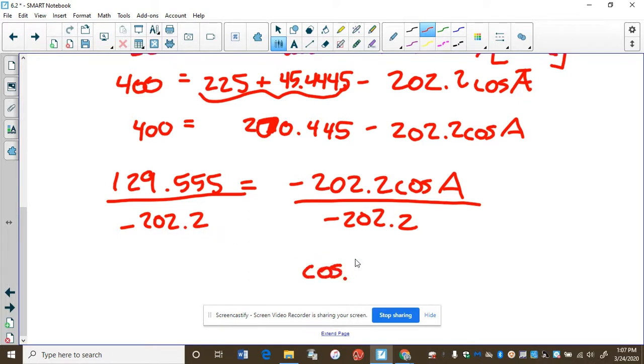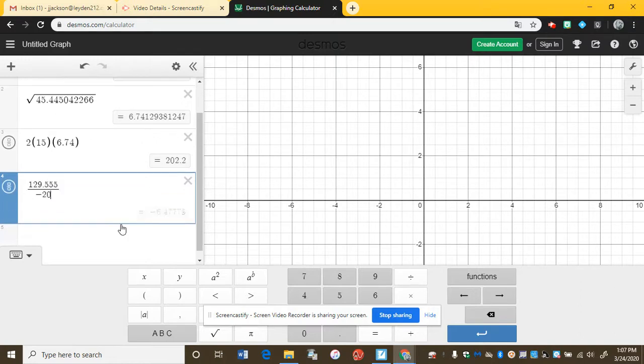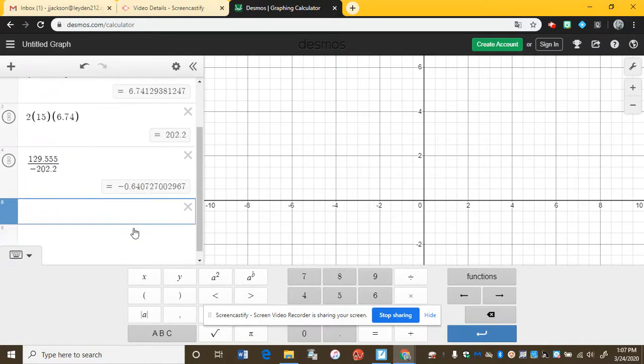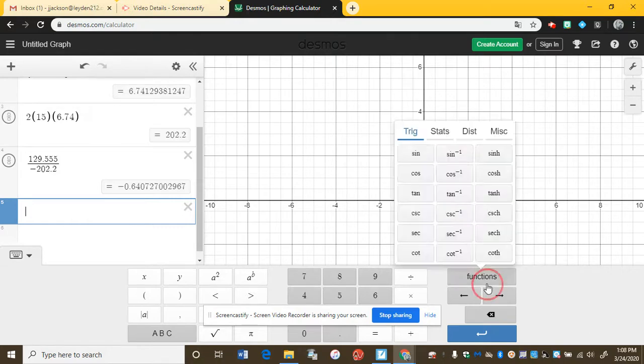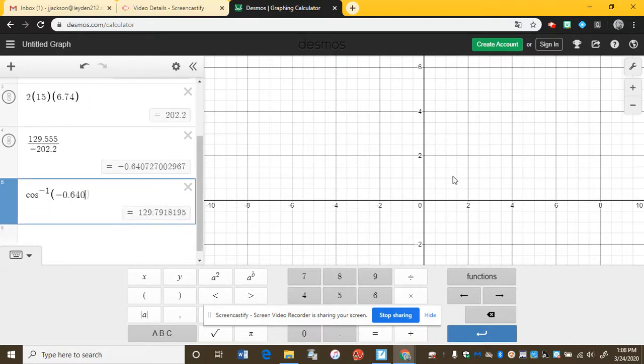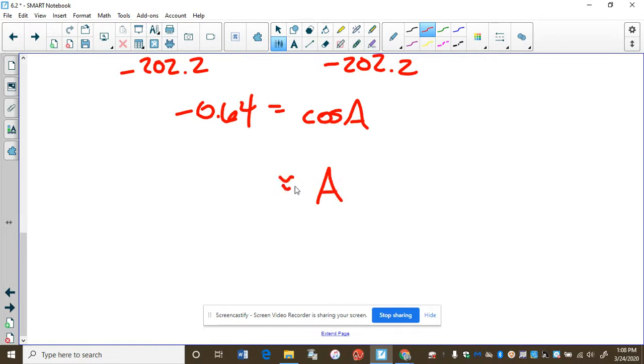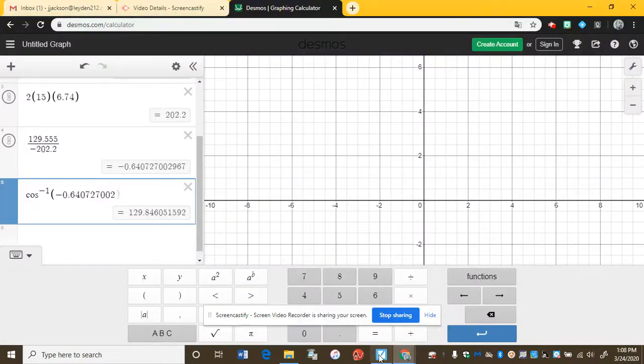Okay, so our cosine of A is equal to 129.555 divided by negative 202.2. So we get negative 0.64, which I'm going to jump ahead here. We're taking the inverse cosine of this value. You get the idea. When we took the inverse cosine of both sides, we got A is approximately 129.8 degrees.